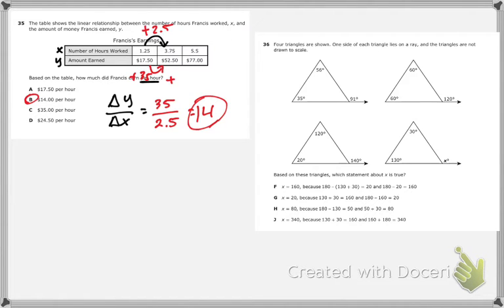36, four triangles are shown. One side of each triangle lies on a line, and the triangles are not drawn to scale. Based on these triangles, which statement about X is true?